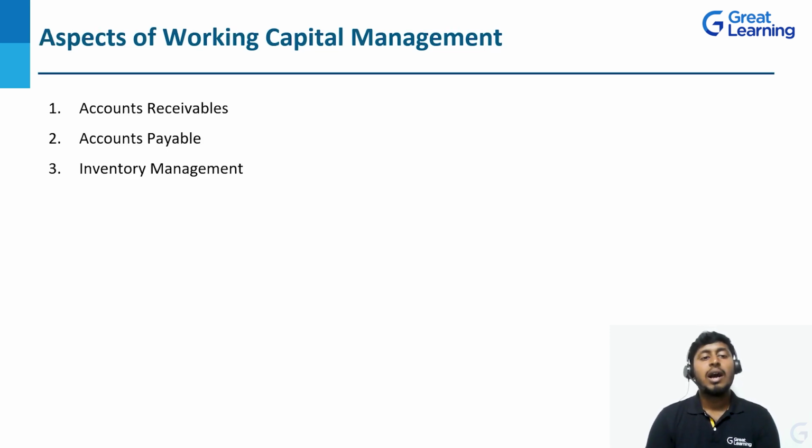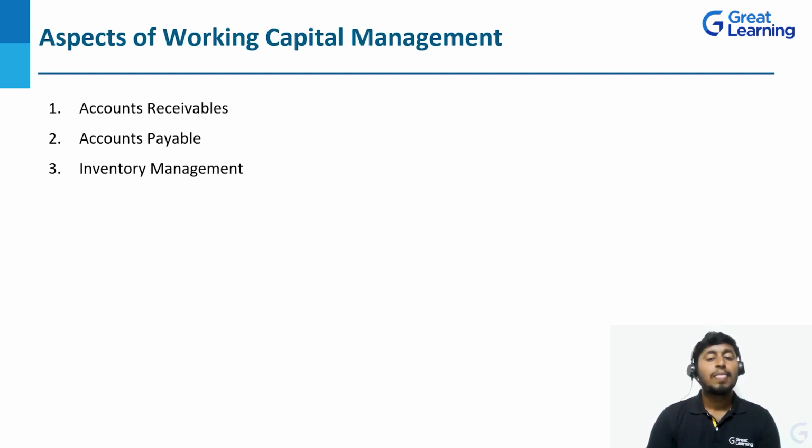Next topic, aspects of working capital management. These are the three very important aspects of working capital management. This is also called the main elements of working capital management. If we manage these three properly and in a systematic manner in the organization, we can easily achieve all the other things.